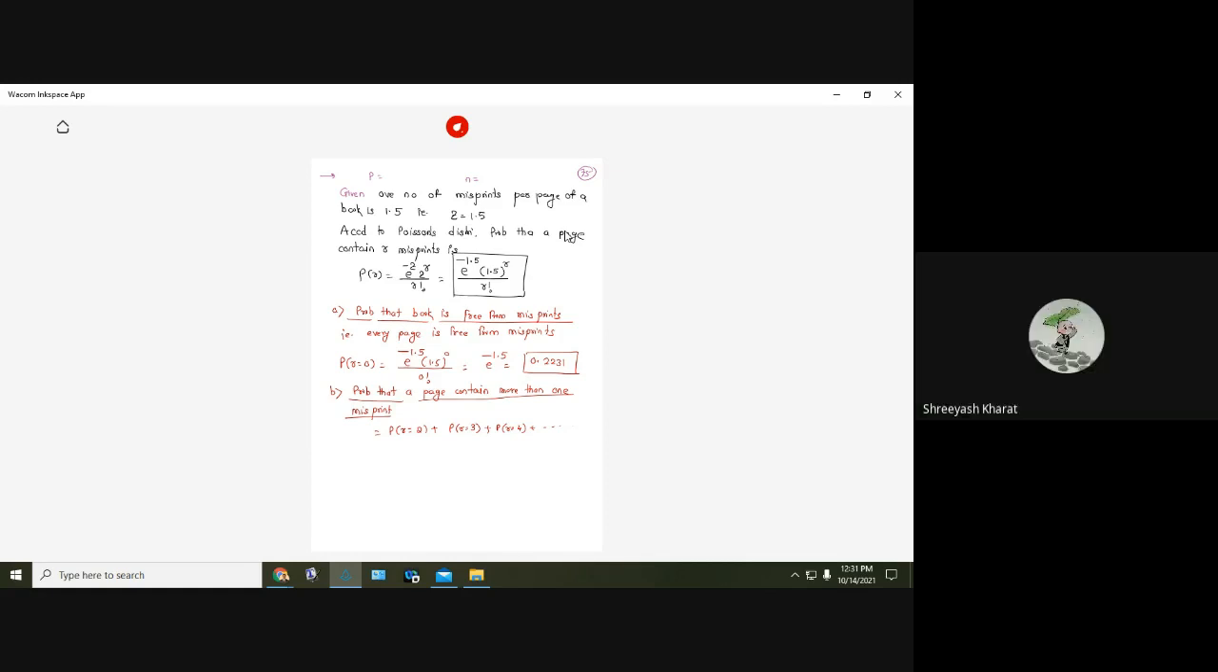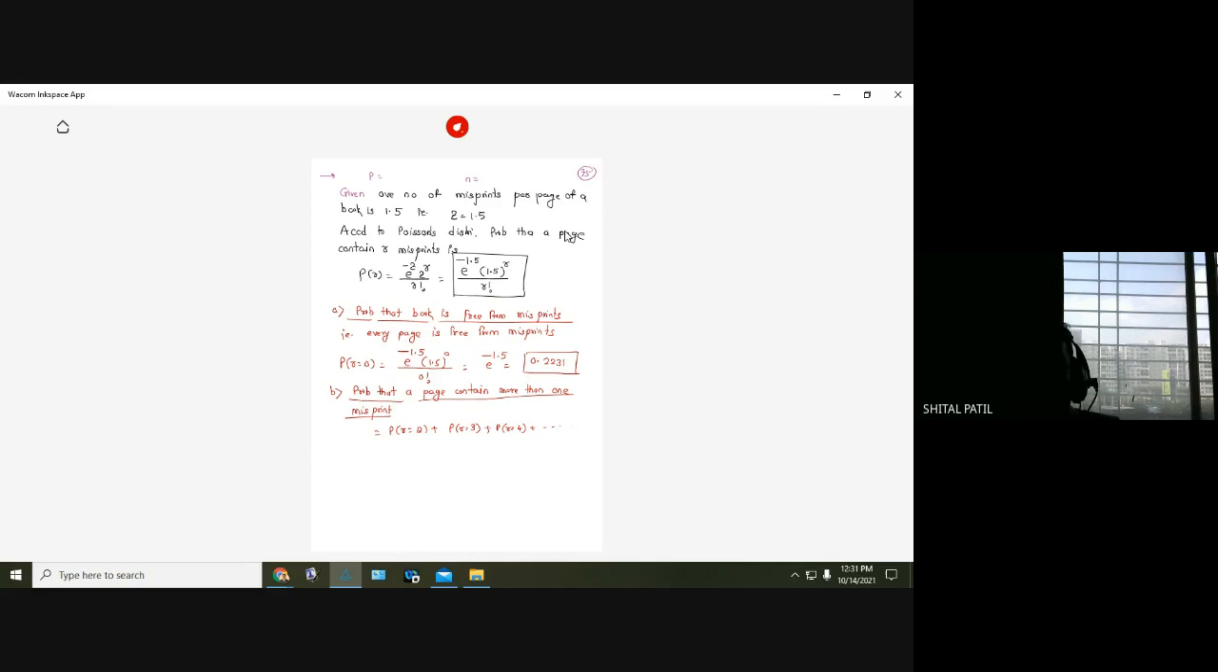Okay, so misprints may be 1, 5, 10, 1000, billion. The whole page could be wrong. Infinite, correct? So just write dot. So in this way, it is not possible to find the answer. So what we have to do? 1 minus 0 misprint and 1 misprint. Hope you are getting this.